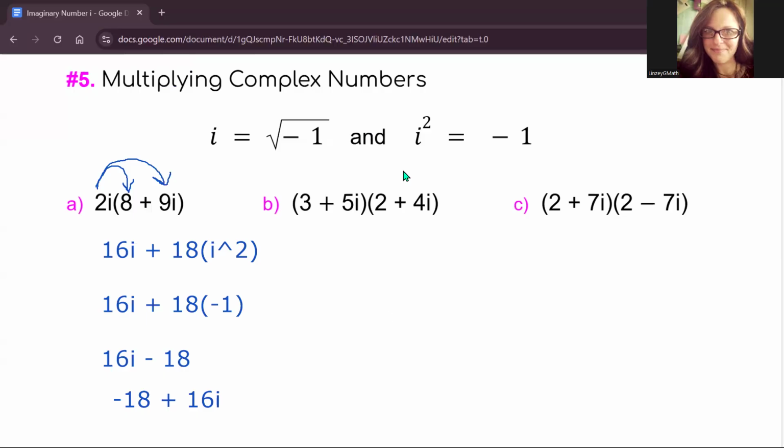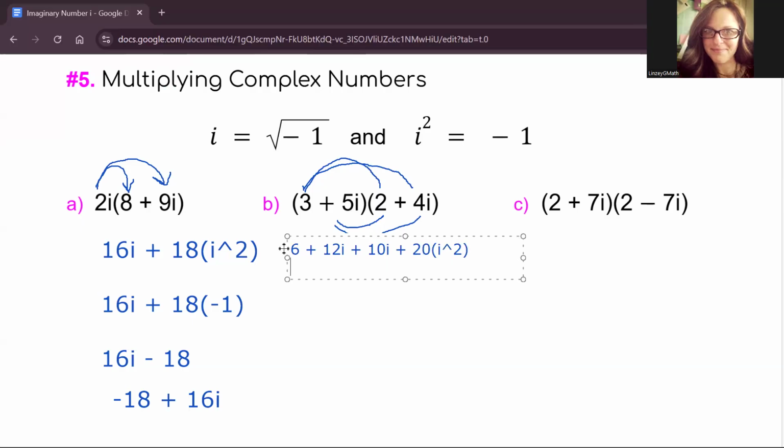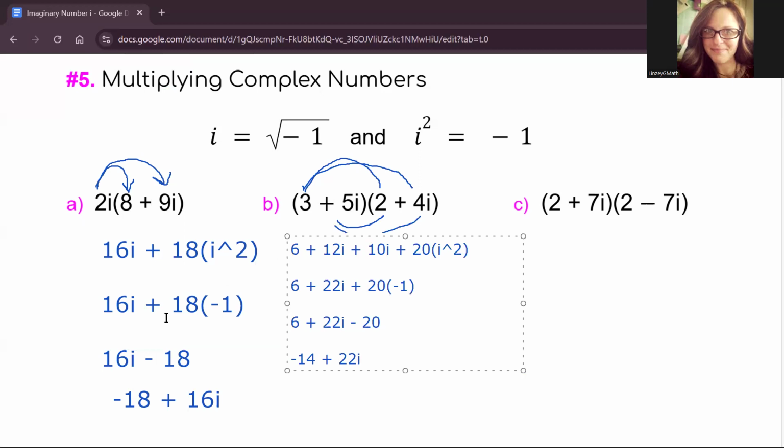Number B, we will FOIL. 3 times 2, 3 times 4i, 5i times 2, 5i times 4i. 3 times 2, we get 6. 3 times 4i is plus 12i. 5i times 2 is plus 10i. 5i times 4i is plus 20i squared. Then we can add 12i plus 10i, we get 22i. And then i squared is negative 1, and we get minus 20. And then 6 minus 20 is negative 14 plus 22i.